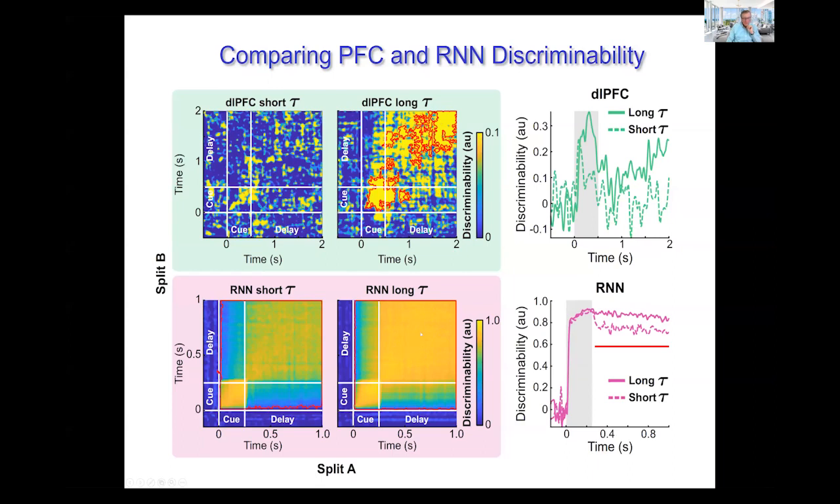And you can see here that for the recurrent neural network, it's a very similar pattern, much higher discriminability for the longer time constants. Interestingly, the shorter time constants are very important for encoding the cue. So that's why they're there. And then the longer time constants for the delay period.